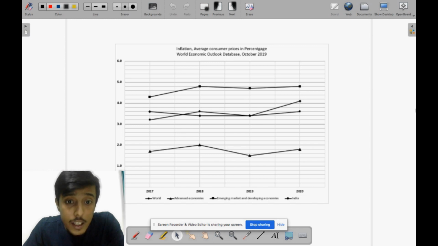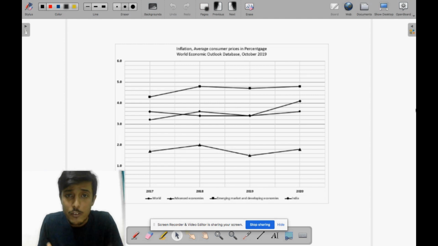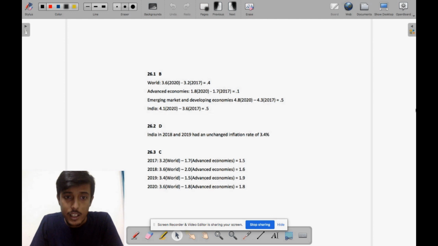Oh, sorry, the Indian line moves from 3.6 to 4.1, and the line which denotes world moves from 3.2 to 3.6. And finally, the line of advanced economies moves from 1.7 to 1.8. And this movement I'm talking about is from 2017 to 2020. Keep in mind. So as you can see, the movement is the least among which of the following lines?